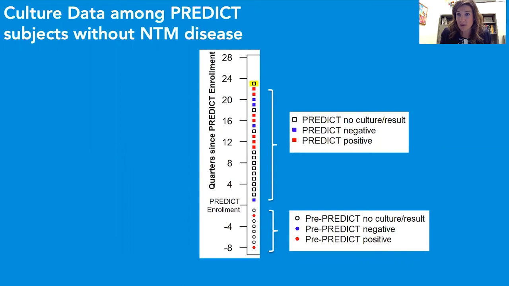culture results that are obtained while in PREDICT. And then at the top, if they're highlighted, that shows those are culture results that were obtained while the patient was on Trikafta, still in PREDICT. Red dots or squares are going to be positive cultures, blue are negative. And the open dots mean that there's missing data from that time period. This is typically because no culture was able to be obtained.